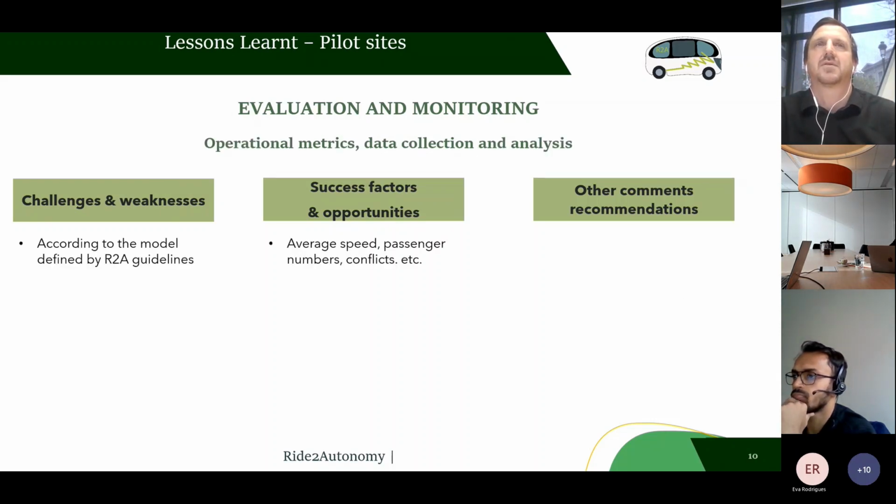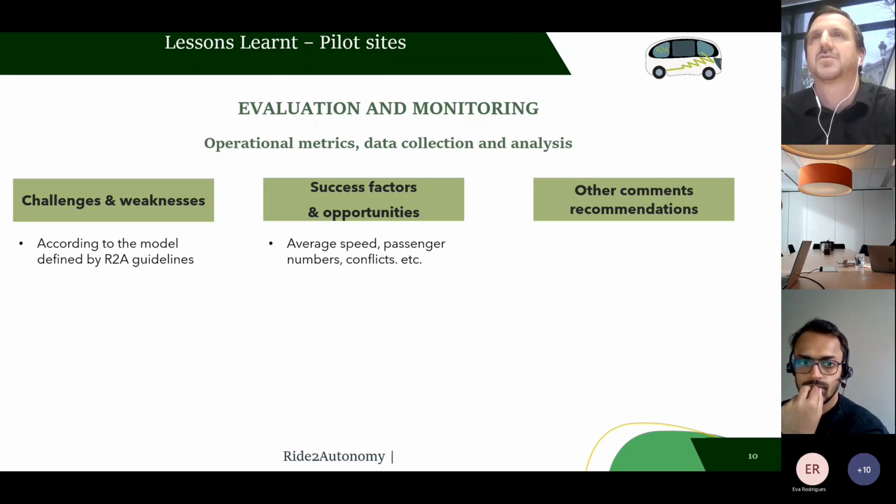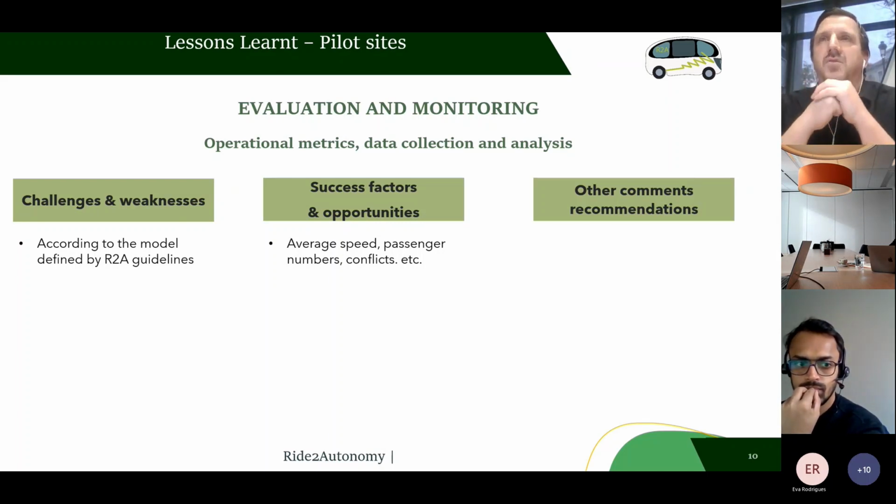Operational metrics, these seem to generally stick to the R2A guidelines and average speed, passenger numbers, conflicts, etc. Some people mentioned they had a lot of data and a lot of KPIs that were in separate forms. So that would have to be looked at separately. It seems like some really good data was collected.